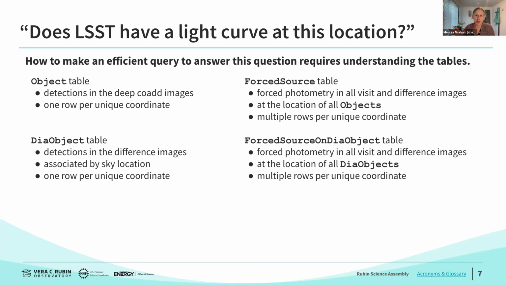This requires understanding the tables. Just as a reminder, there's the object table, which holds the detections in the deep coadd images. In the object table, it's one row per unique coordinate.